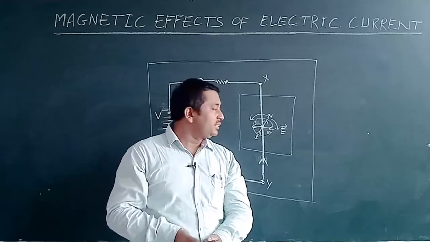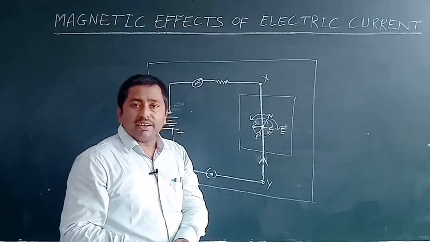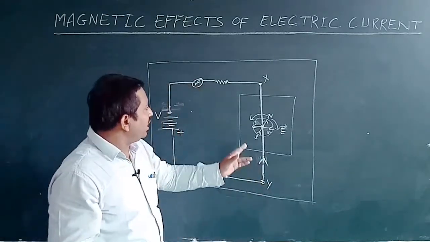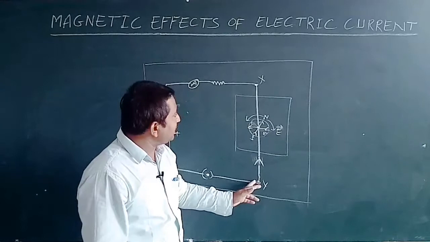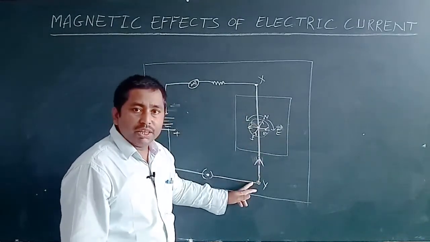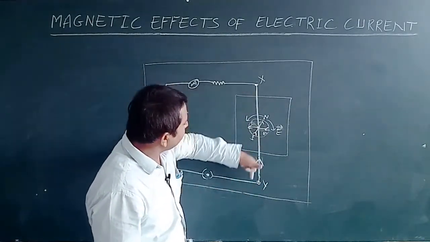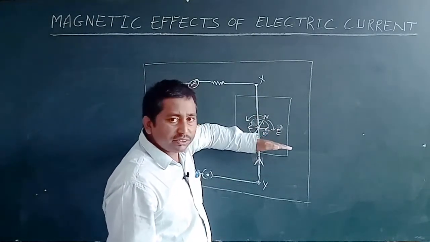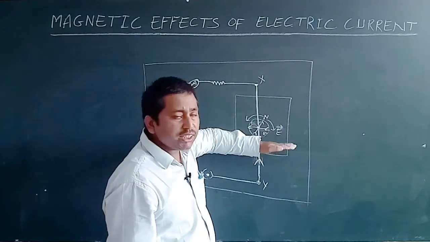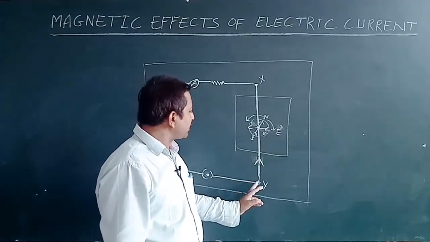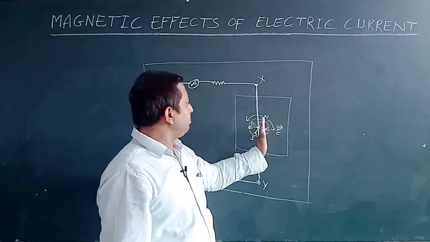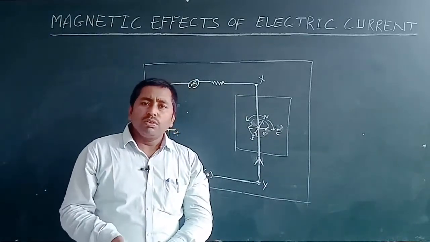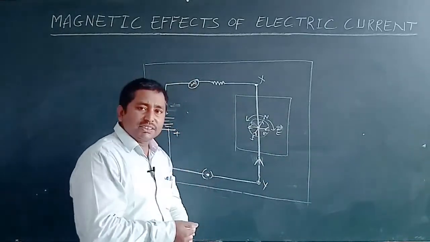With the help of this, you can easily explain what will happen when we change the polarity of the current. It means when current is flowing from x to y, the deflection in the magnetic needle occurs in this direction, clockwise, and when there is a current flowing through the conductor from y to x, the deflection in the magnetic needle occurs in anti-clockwise direction. So how can we explain this?